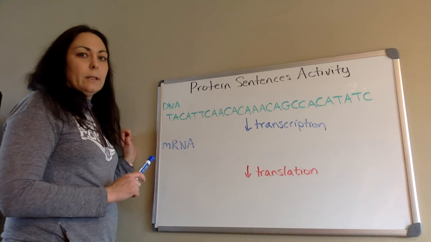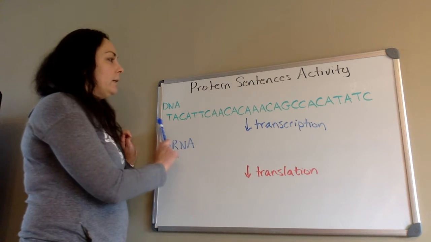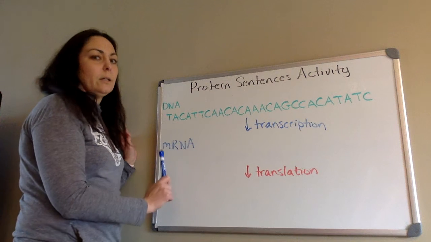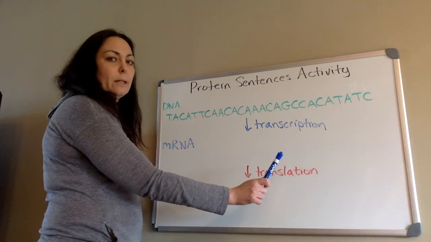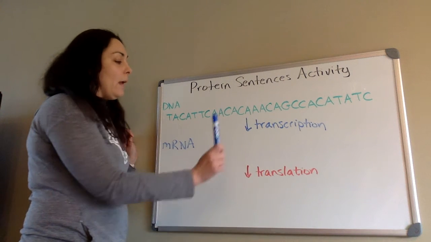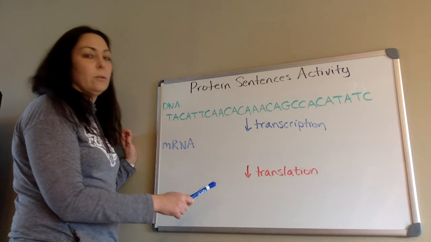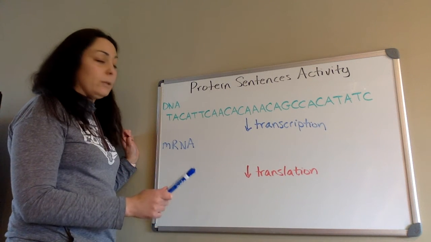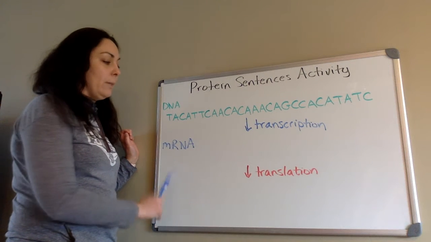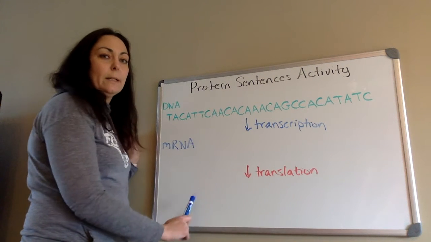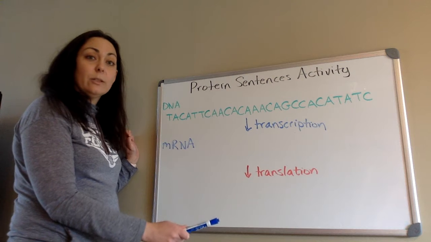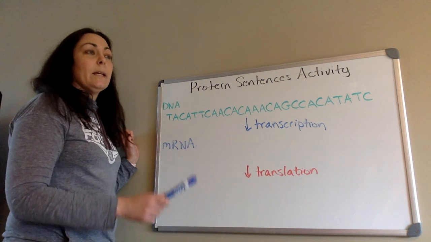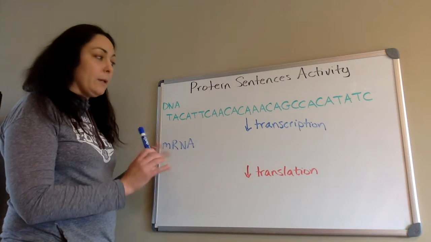So what you're going to be doing in this activity is taking these DNA sequences, transcribing them into mRNA, and then we are going to do translation. Normally in translation, what cells would do is bring amino acids, which would be bonded together by peptide bonds to create a protein. But in this activity, there's kind of a little spin-off.